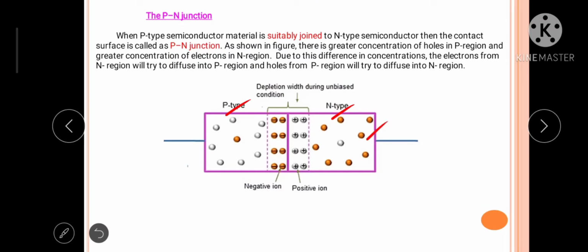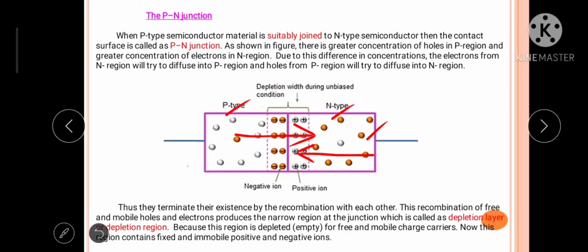Due to this difference in concentrations, the electrons from N region will try to diffuse into P region like this, and at the same time holes from P region will try to diffuse into N region like this. Thus, they terminate their existence by the recombination with each other. This recombination of free and mobile holes and electrons produces the narrow region at the junction, and this region is called as depletion layer or depletion region.